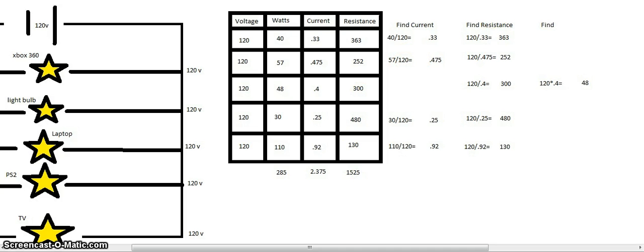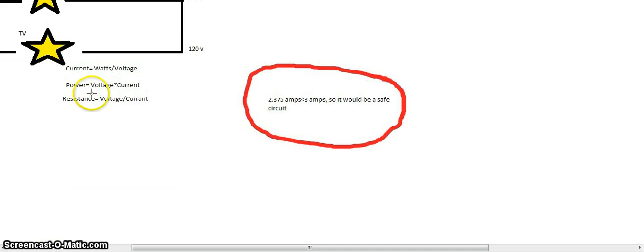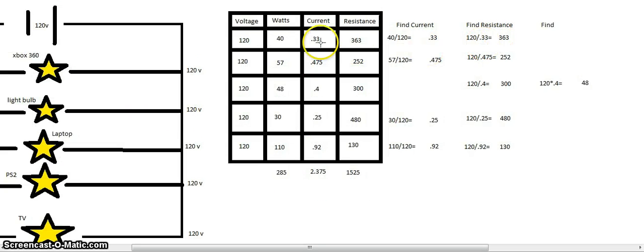For the resistance, what you have to do is, don't read that. You have to do voltage divided by the current. Don't read it because it's a surprise. Voltage divided by the current. So it'd be 120 divided by 0.33 in this case. That would give me 363. Very close to 360, by the way.